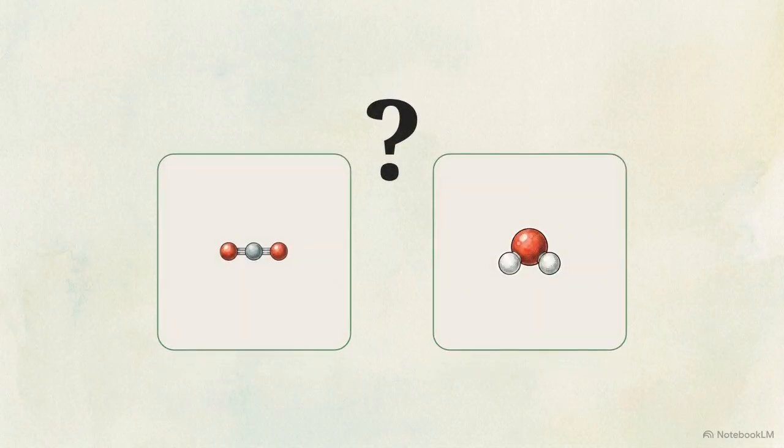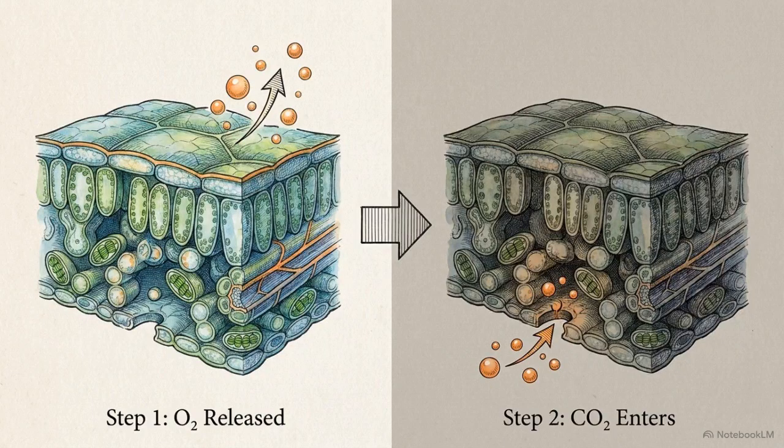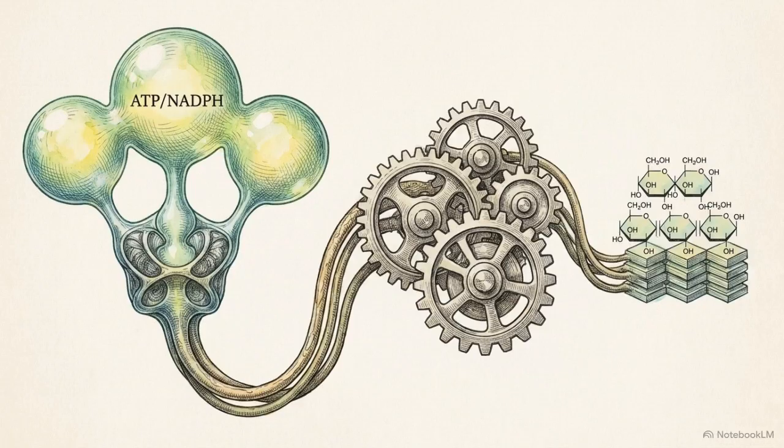Let's test your active recall. Based on the chemical reactions we just covered, where does the oxygen released by plants actually come from? Does it come from the carbon dioxide or the water? It comes from the water. The oxygen is liberated during the photolysis of water in the light phase, well before the carbon dioxide is even used. The assembly line of the dark phase depends entirely on the batteries charged during that first step.